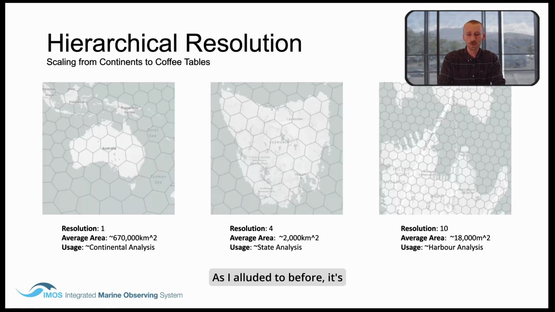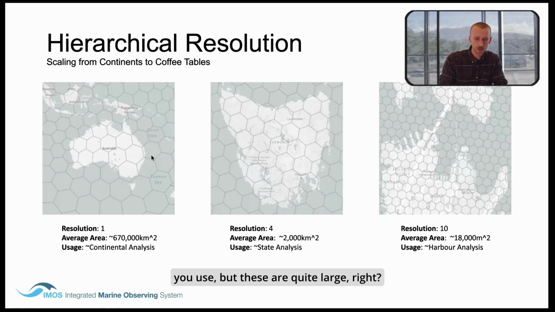As I alluded to before, it's got this hierarchical resolution. So on the left here, we can see that resolution 1 is quite well suited to continental analysis. These hexagons may even be too large for Australia, but maybe you're looking at Eurasia or something, this might be the resolution you use, but these are quite large, right? Then if you're looking at some kind of state or territory analysis, a smaller region, you might pop down to resolution 4. So the average size has come down considerably for these hexagons.